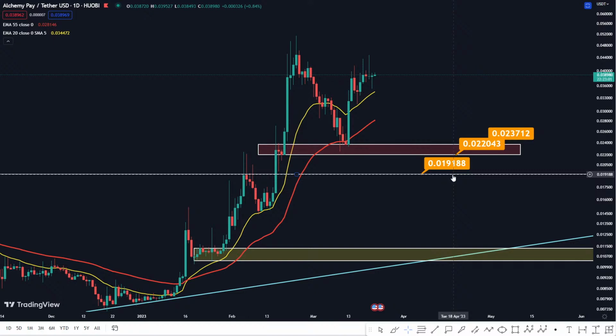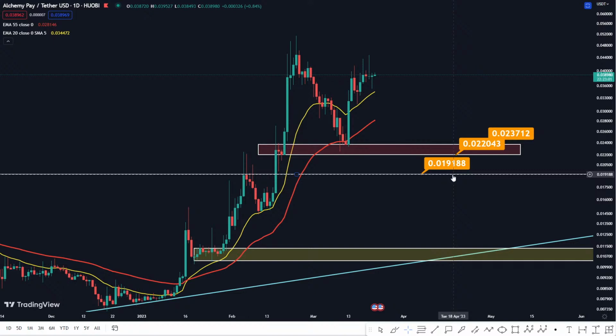What we can also do is, if we are going to be seeing a move to the upside, let's say we had a move to the upside from here and we broke above the local high that we printed in February, we can drop a Fibonacci retracement on the chart from the swing low here in March to the swing high in February, and you get your 1.618 target at 0.066 cents. So that's going to be a nice exit for anyone looking to swing trade or potentially to get out of a position on Alchemy Pay.